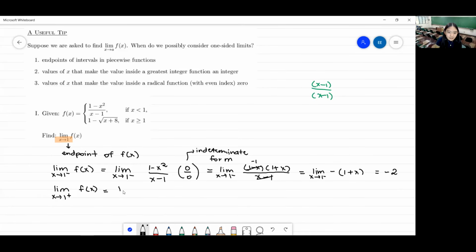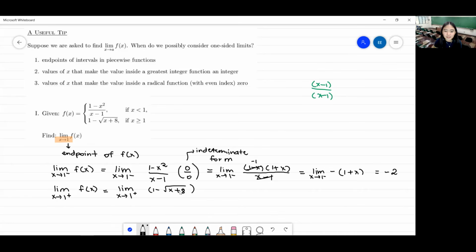Here, we are letting x approach 1, but in this case, sa right na ng 1. So, we're considering values of x greater than 1, close to 1. So therefore, for example, 1.000001, ganon. Dito siya nagpo-fall. And so therefore, the definition of f that we will take is this radical: 1 minus square root ng x plus 8.